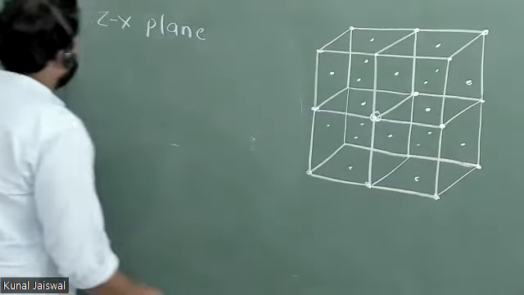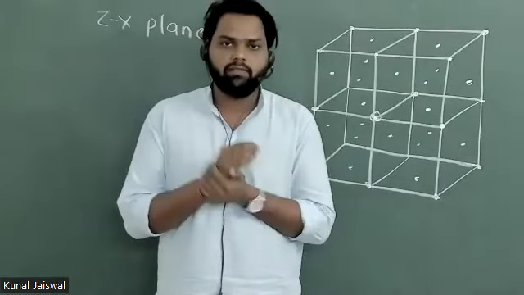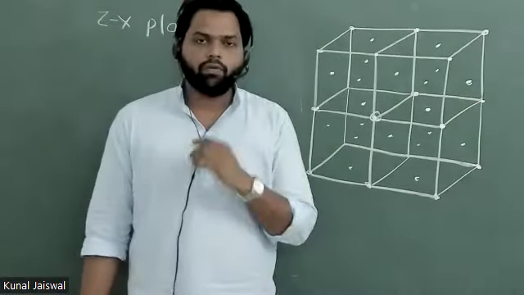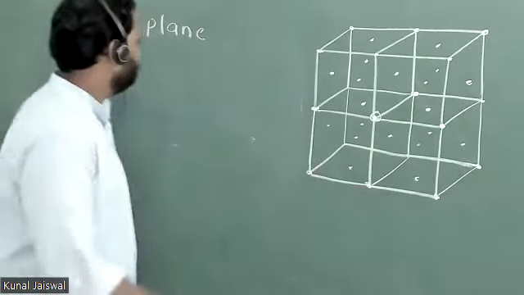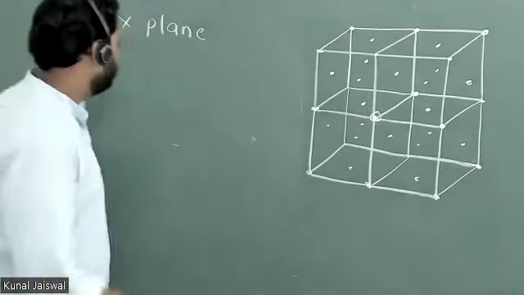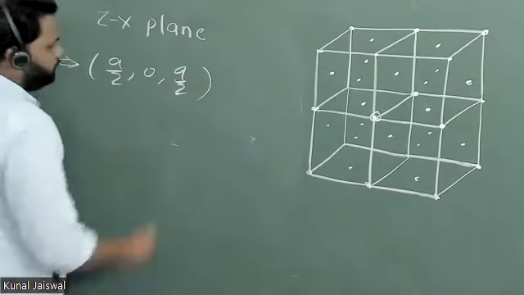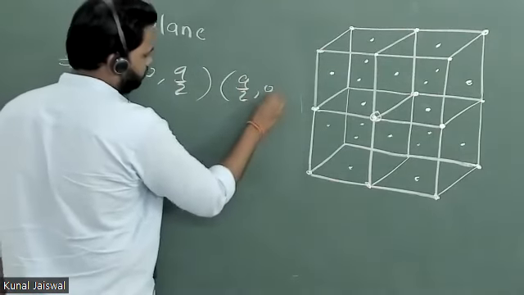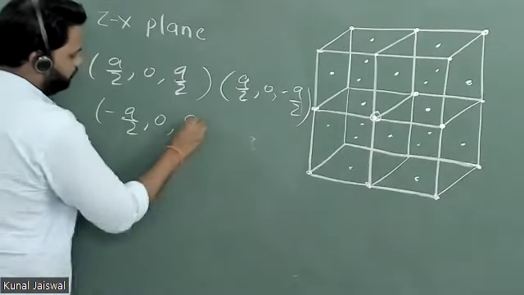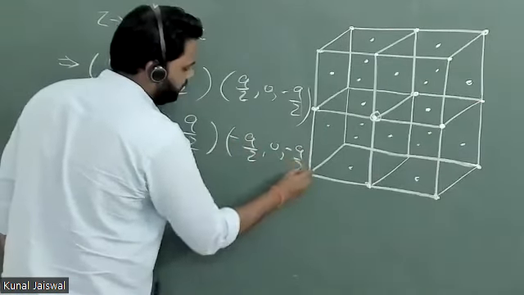So what I'm saying is that on each plane, that is the XY plane, YZ plane, and ZX plane, there will be four coordinates. On the XY and YZ planes, I have discussed the four coordinates, which I wrote earlier. And similarly, on the ZX plane, what will be the coordinates? They will be a by 2, 0, a by 2; a by 2, 0, minus a by 2; minus a by 2, 0, a by 2; and minus a by 2, 0, minus a by 2.